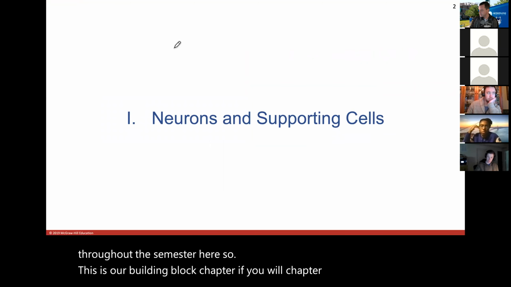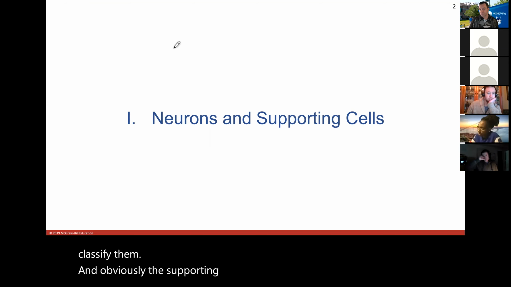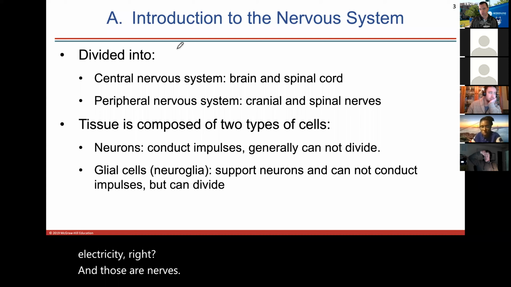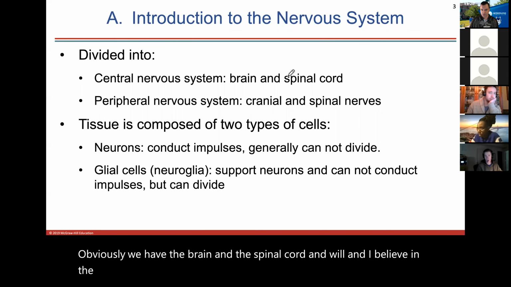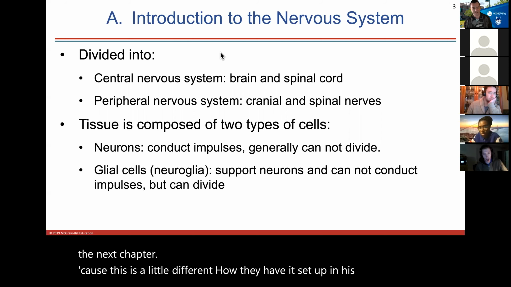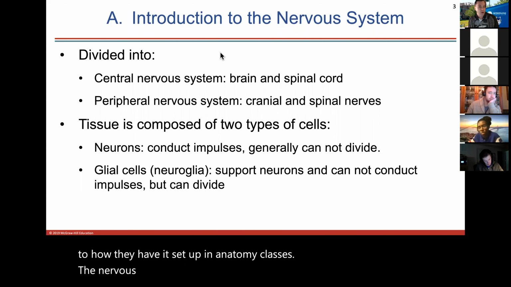So let's review just a little bit nerves, their structure, how we can classify them, and obviously the supporting cells. Of the 2, only one can conduct electricity, right? And those are nerves. Obviously, we have the brain and the spinal cord, and I believe in the next chapter, because this is a little different how they have it set up in phys class compared to how they have it set up in anatomy classes. The nervous system is how everything works and functions. So we have to talk about the nervous system first.